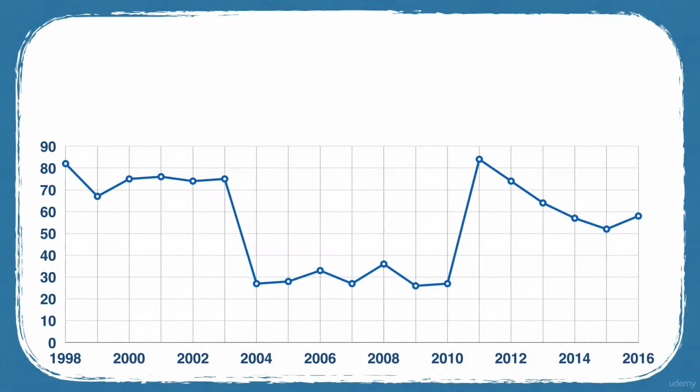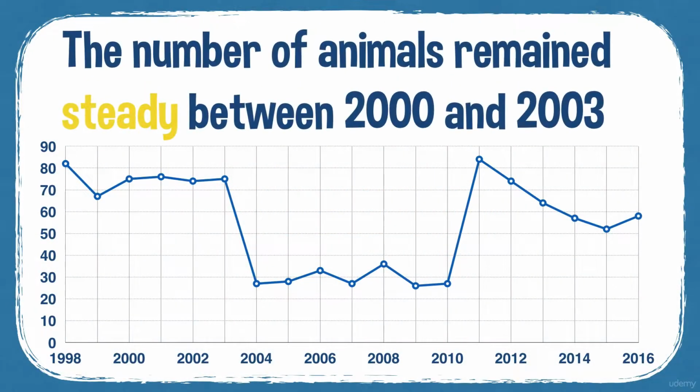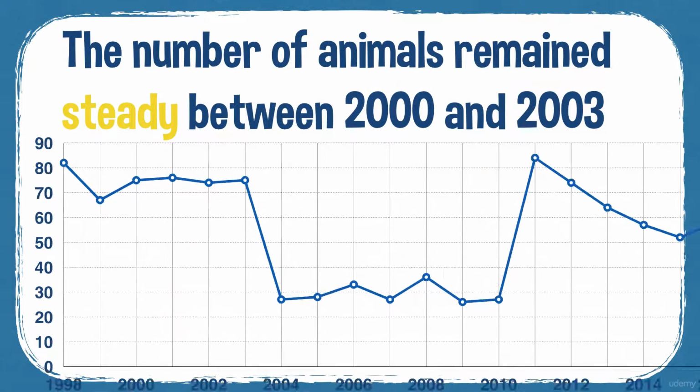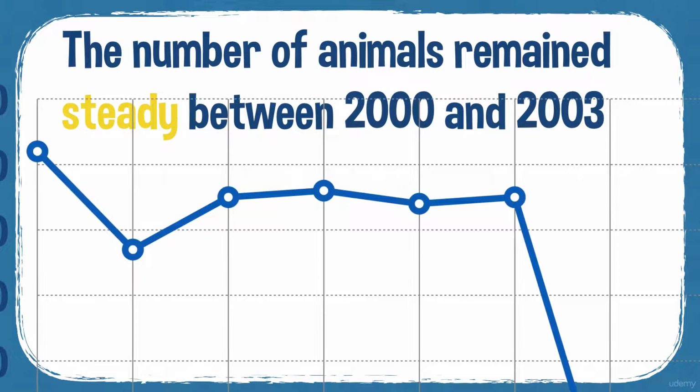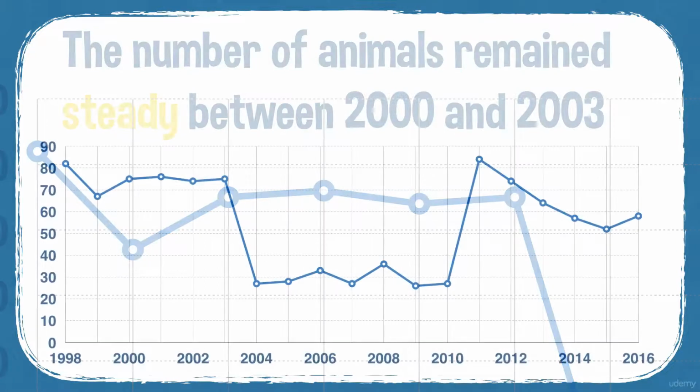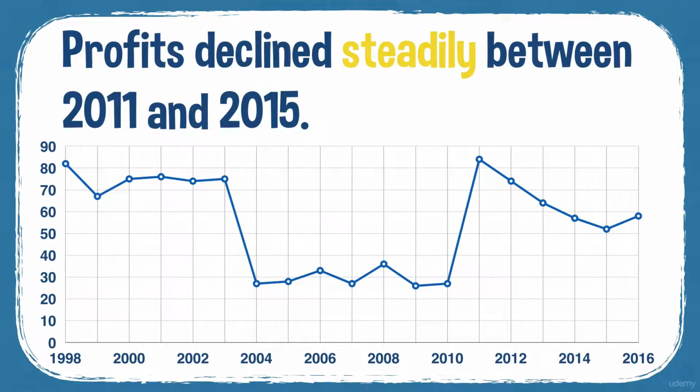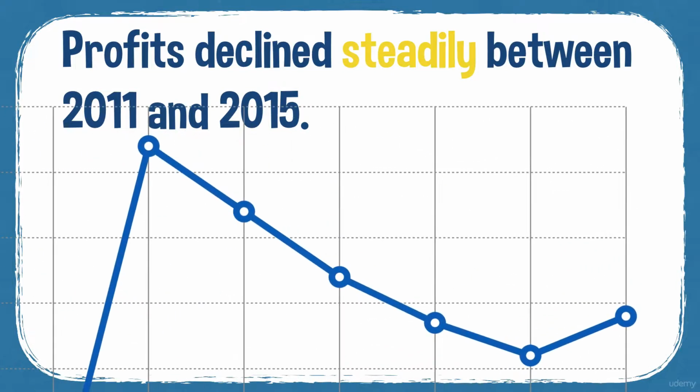So, for example, the number of animals remained steady between 2000 and 2003. So it's almost a flat line there. And this sentence covers 4 years. Or, profits declined steadily between 2011 and 2015. So again, it's almost a straight line between those 2 years, and this sentence covers 5 years.